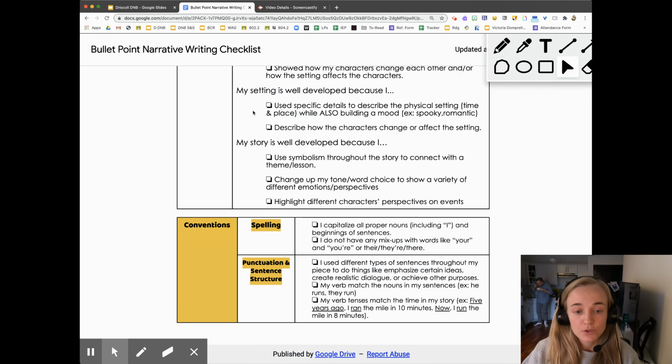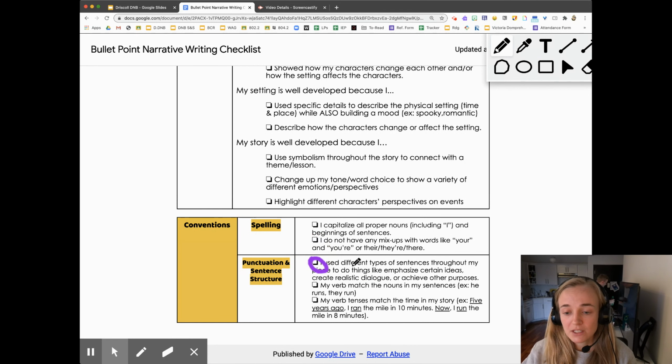I agree. So I'm already noticing that some of my dialogue is not punctuated correctly. I have some weird spaces in there. So I definitely need to work on that. I also need to include some different types of sentences. I have some run-on sentences, yikes, and I don't use a lot of commas. So definitely this is going to be important.